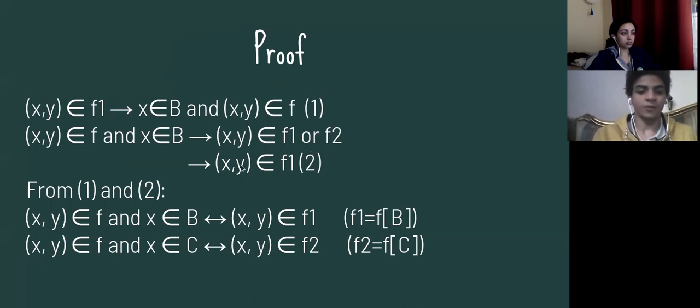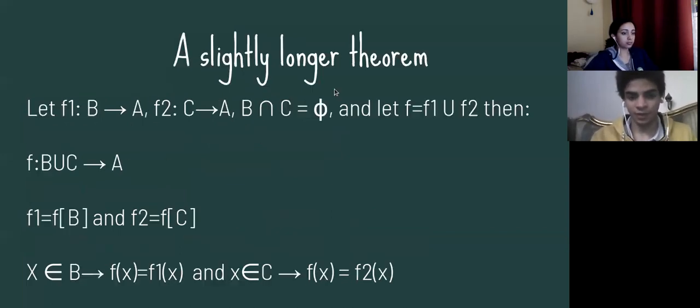Now, the reason why it cannot belong to f2 and y belongs to f1. So this first line is pretty straightforward from the definition of what f is. So f equals f1 union f2. Now why does xy belong to f1 and not f2? That's because of the second statement that x belongs to b. So I have that b intersection c is phi. So if x belongs to b, it definitely does not belong to c. But c is the domain of f2. So if something is not in the domain of f2, then certainly xy would not belong to f2 because x is not even in c.